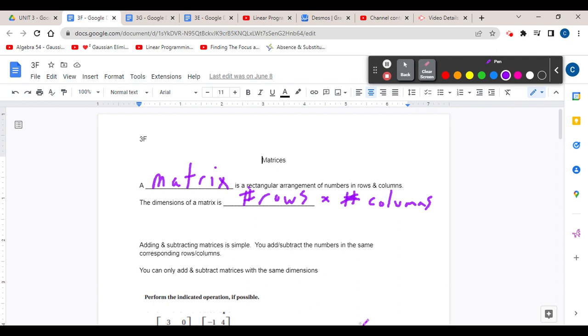Okay, so if we have a matrix like this, where we have maybe 1, 2, 3, 4, and then something like that, this matrix would be 4 by 3. We have 4 rows, 1, 2, 3, 4, and 3 columns, 1, 2, 3. Number of rows by number of columns.